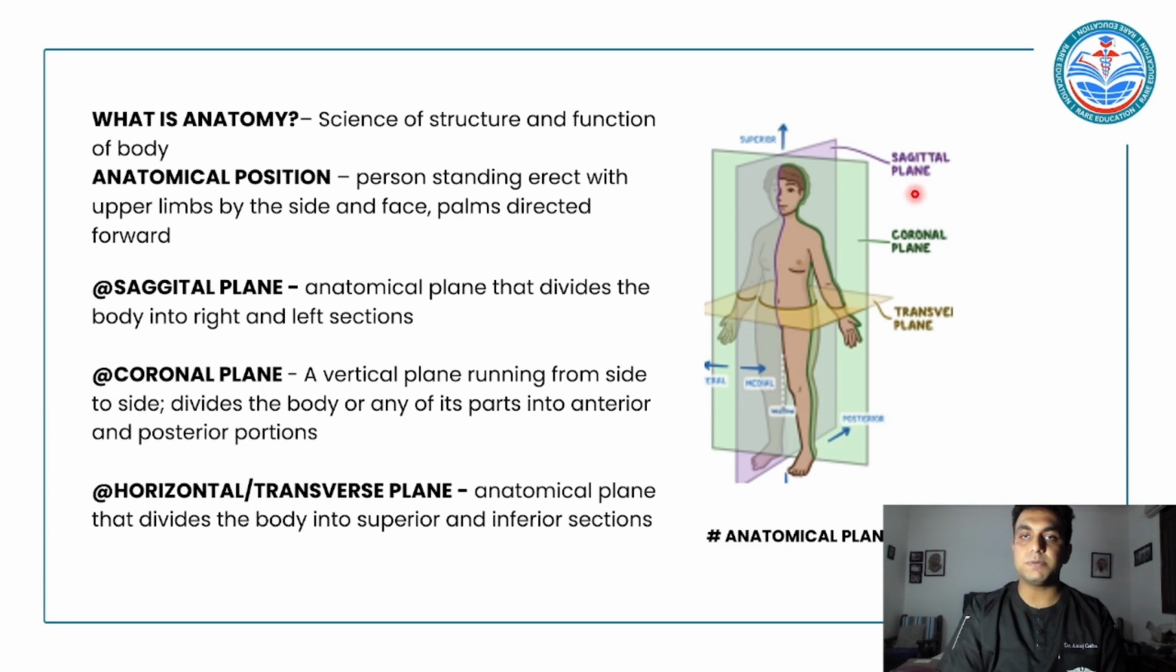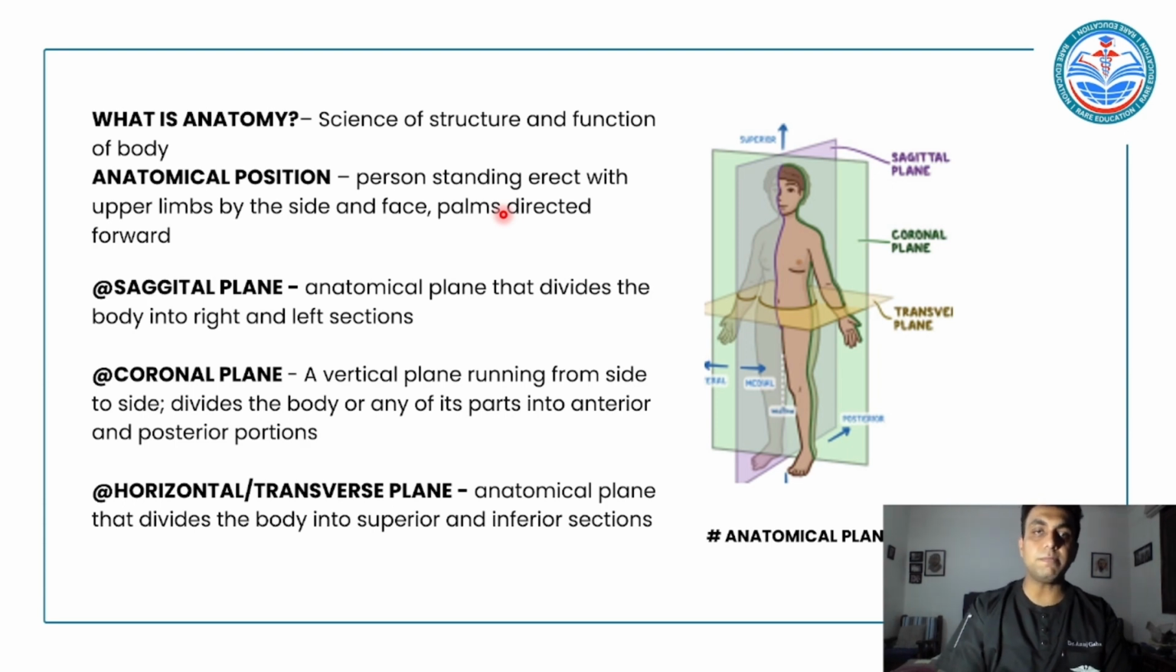Now look at this person who is standing here. He's standing in the perfect anatomical position. That means that his face is facing forward, the palms are facing forward, the legs are facing forward, and the hands are by the side. That is the perfect anatomical position. Now, because of this anatomical position, we can divide the person in three ways. The first is called sagittal plane, second is called coronal plane, and third is called horizontal or transverse plane.